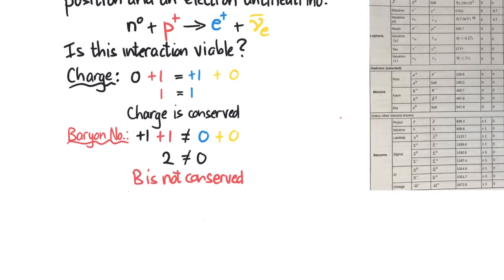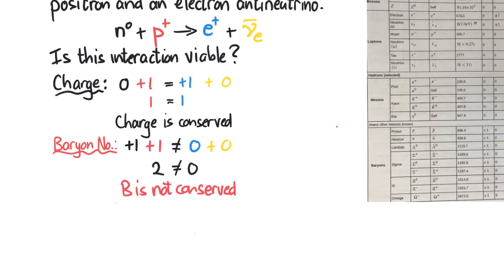Now let's look at the baryon number. So a neutron is a baryon, so it's +1. A proton is a baryon, so it's +1. But a positron is a lepton, so it has a 0 baryon number. And an anti-electron neutrino is a lepton, so it has a 0 baryon number. And so we see that in this case 2 does not equal 0, so the baryon number is not conserved.